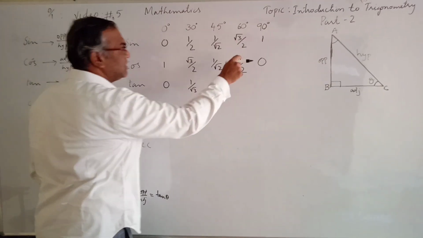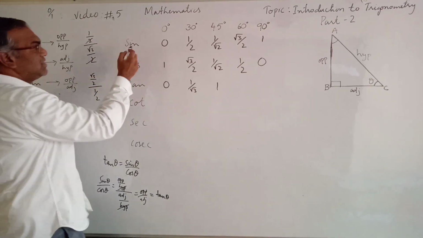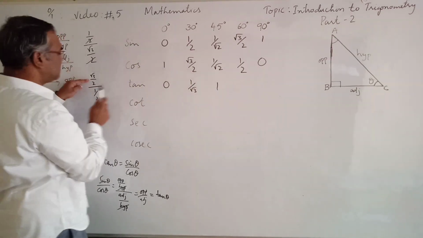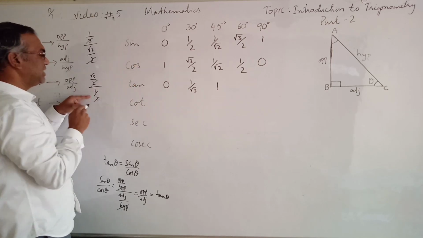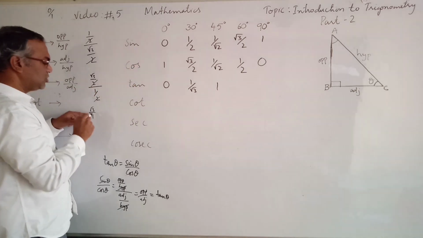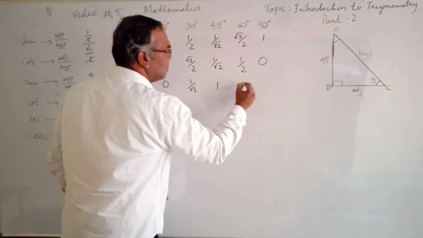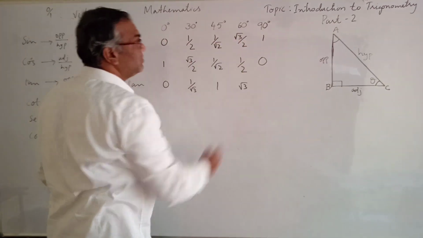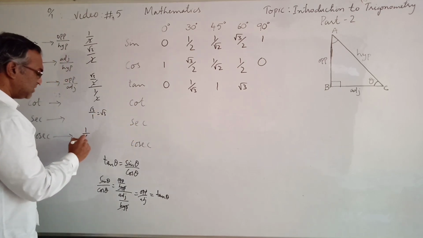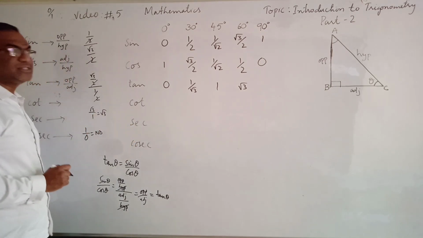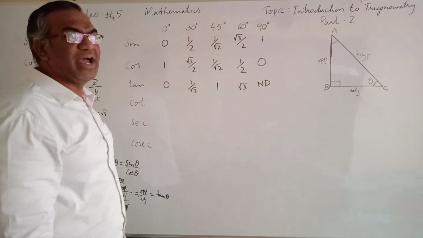Now tan 60, root 3 by 2 divided by 1 by 2. Sin by cos is tan. So this 2 and 2 will get cancelled. We get root 3 by 1. Root 3 by 1 is same as root 3. Any number divided by 1 is same number, right? So we get root 3. Then 1 by 0. This is an important result. Any number divided by 0 is always undefined. So the value of tan 90 is not defined.